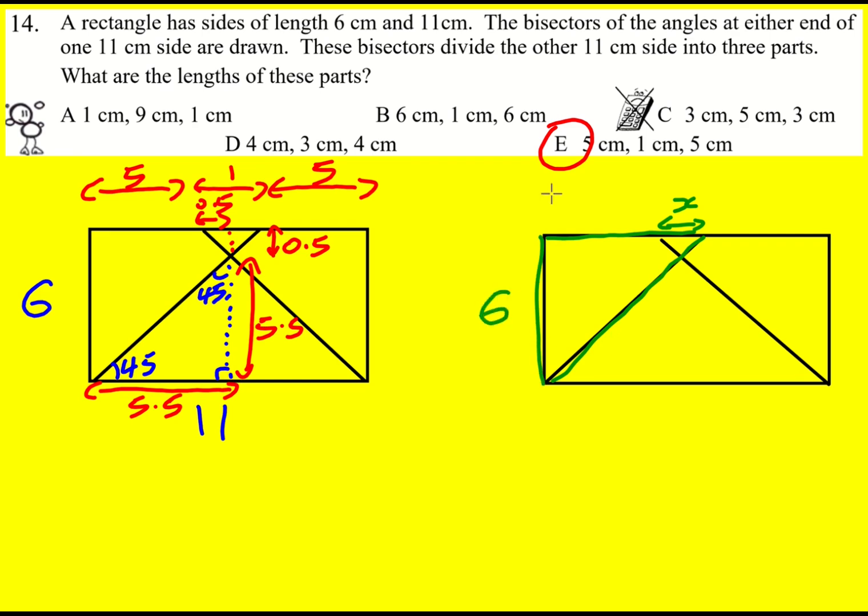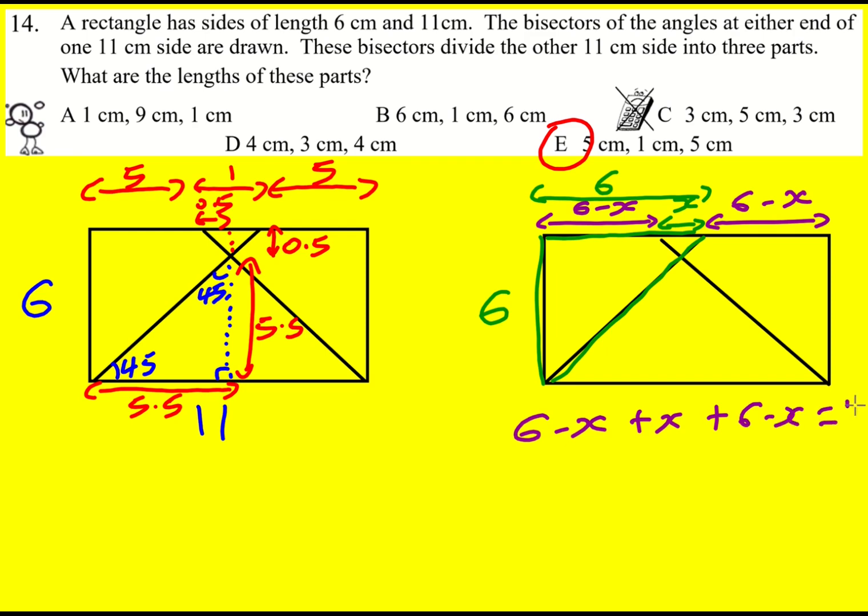So because this is 6, then this length here is going to be 6, which means that this length here is going to be 6 minus x. And we can apply exactly the same idea on the right-hand side to also give 6 minus x, which means if we add all these together, 6 minus x plus 6 minus x, we have to get 11, and that is going to be 12 minus x is equal to 11, so x is 1, and then 6 minus x will be 5, in which case we'll get 5, 1, 5 as well.